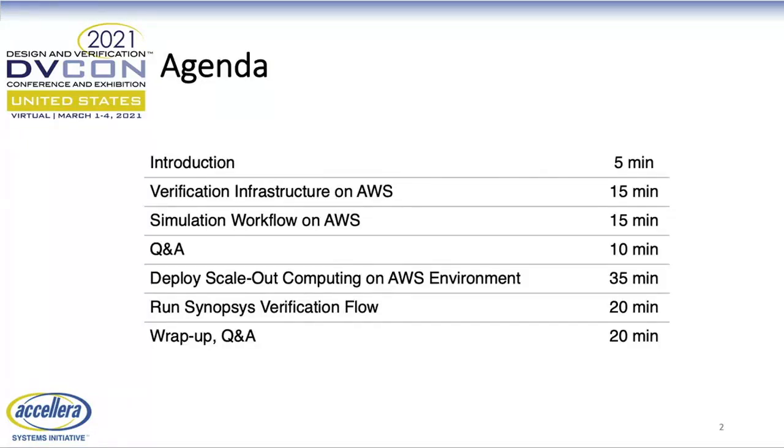So our agenda for today is to do a quick introduction, then we'll talk about verification infrastructure on AWS, followed by setting up simulation workflows on AWS and best practice for these. Then we'll have a Q&A session. And then after that, we'll have a demo of deploying a solution on AWS. We call it scale-out computing on AWS that sets up an environment that's familiar for EDA workloads. And then we'll run Synopsys verification flow within that solution. And then after that, we'll have a wrap-up and Q&A again.